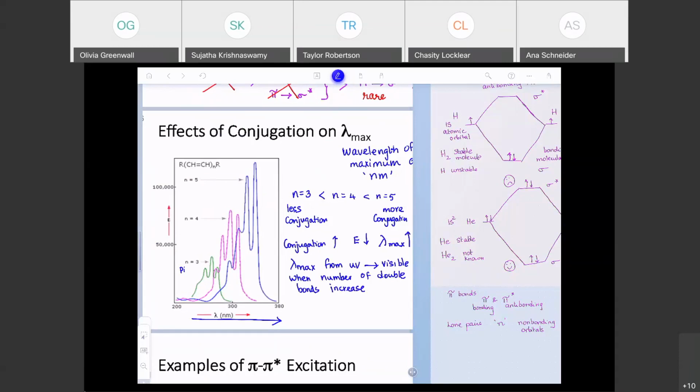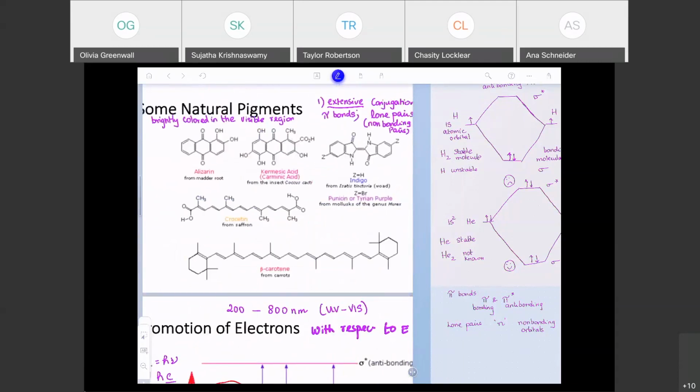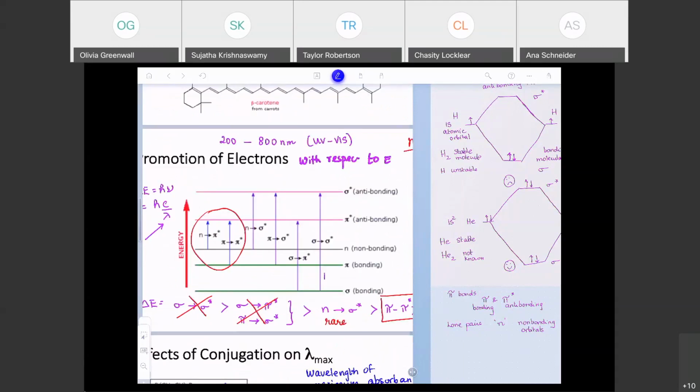So if you take a compound with 5 double bonds, the lambda max will be much higher compared to a compound with 3 double bonds. So I want to just quickly stroll back to these molecules. This is the connection I was saying. The more double bonds, the more lone pairs you have, greater is the resonance, greater is the conjugation, more is the stability, higher is the lambda max.